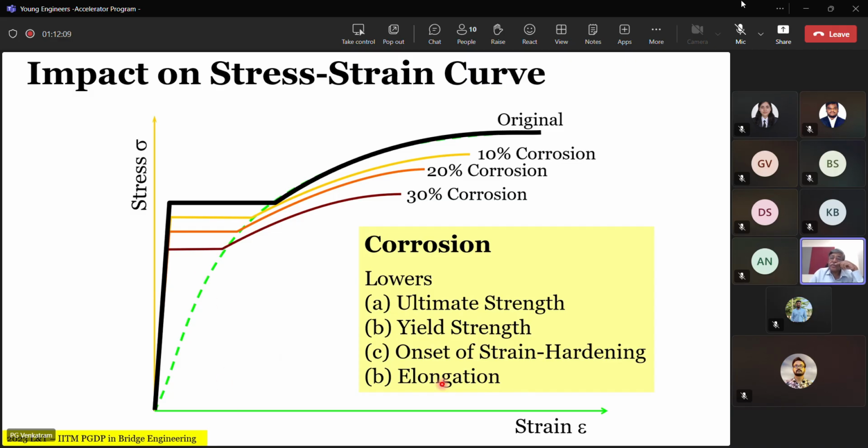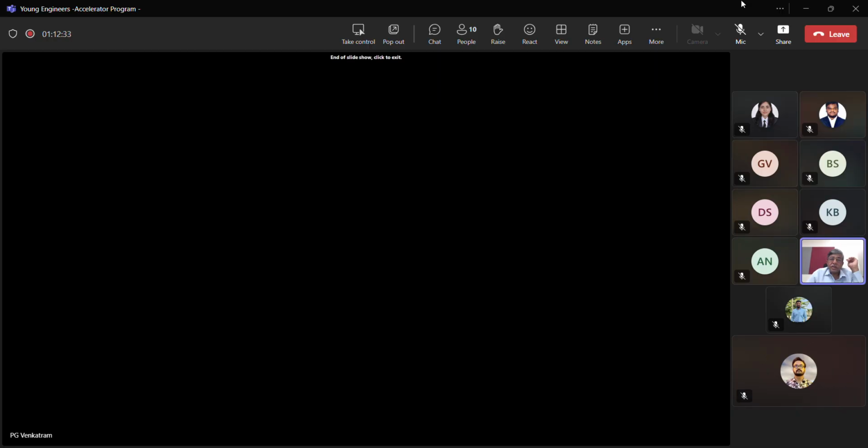The elongation also reduces. That comes from this fact that epsilon Cu, which was here originally at no corrosion, reduces to this level at the 30% corrosion rate. So it affects in all respects, not just a simple loss of area. It also affects at the material level. That's what happens.